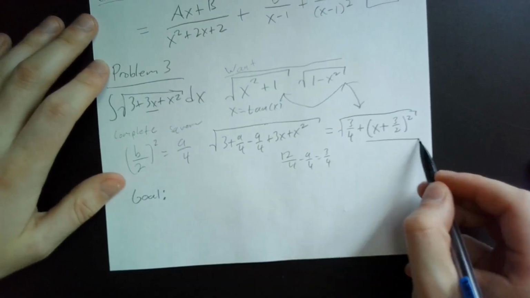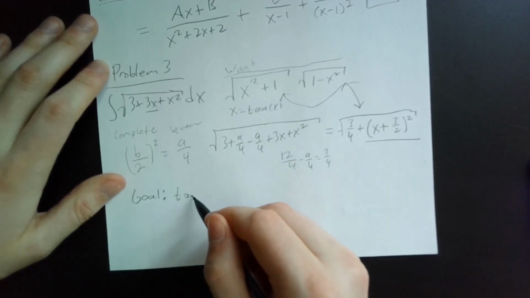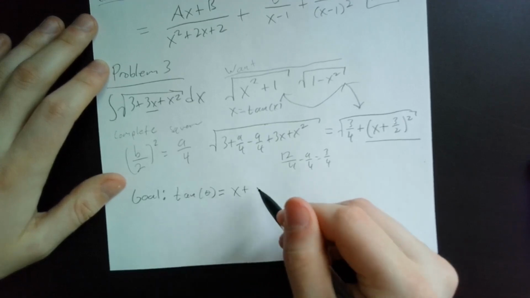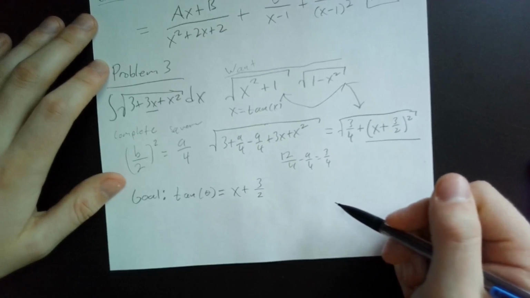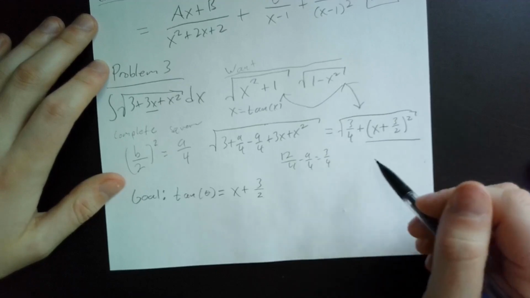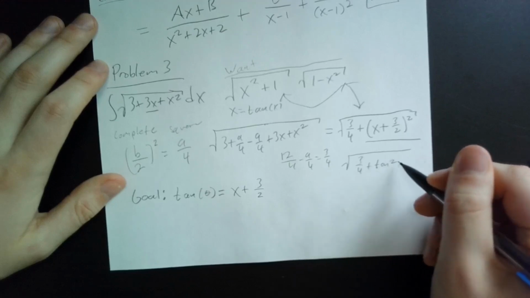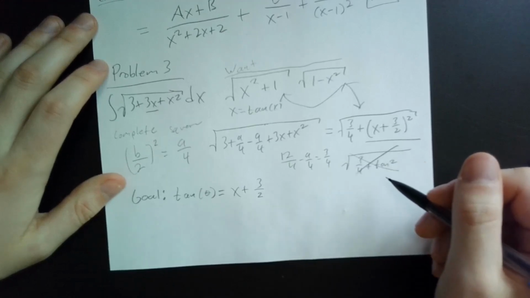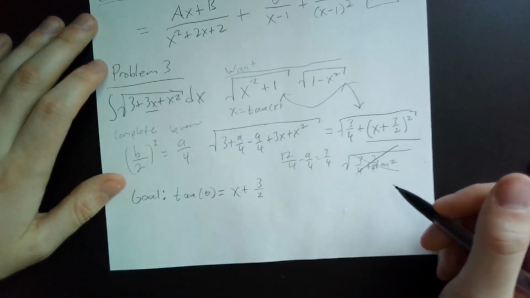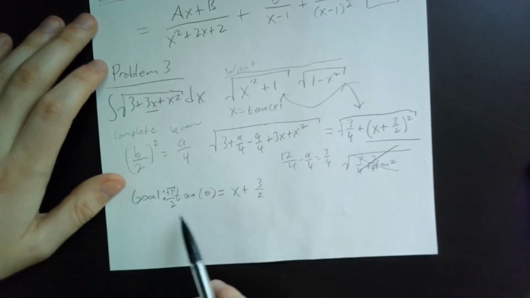So let's say, right, now we want this term. We essentially want this term to end up being tangent squared. So what we're saying is we want tangent, let's call it a theta, equal to x plus 3 halves. Okay, but we got to be really careful here, because if we just have that, then we get the square root of 3 over 4 plus tangent squared, and that's not going to work out for us. We want this to be a 3 over 4 tangent squared. And so the constant that will get us that is having a root 3 over 2 in the front of this tangent theta.